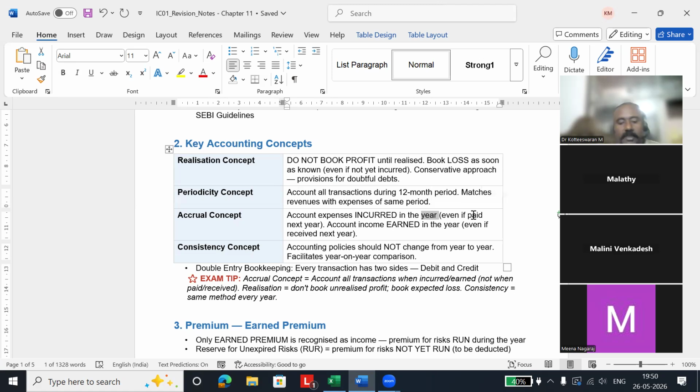We will deduct it from this year's financial year. Accounting income earned in the year, even if it is received in the next year: the income earned in this year, we will keep it in this year. So both expenses and income, as per the accrual concept, we are accounting in the same year.